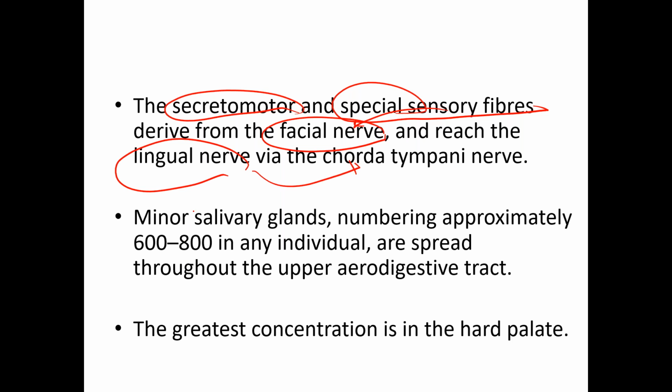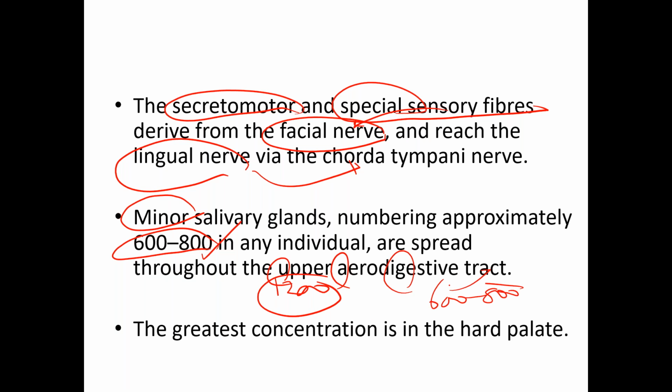And if you take the minor salivary glands, I already told you approximately nearly 1200. They say 600 to 800. Some people say 1200. That is also not wrong. Spread throughout the upper aerodigestive tract, so nearly 600 to 800 minor salivary glands are there.